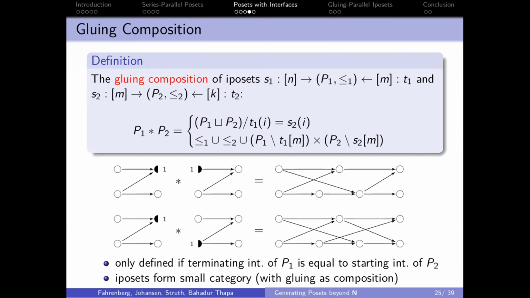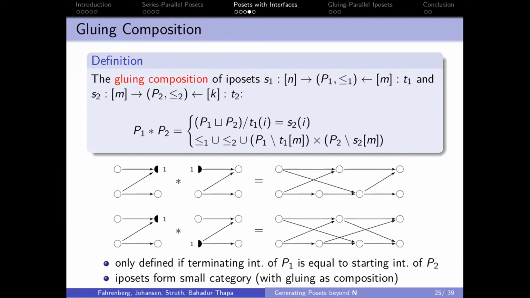Similarly, the next example is only there to show you that where you place the interfaces matters. The only difference here is that the second one now has the interface on the bottom left, and you see as a result, those are not isomorphic even as posets.